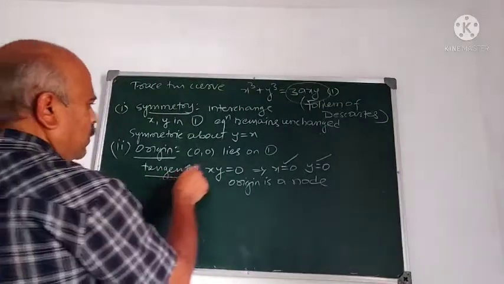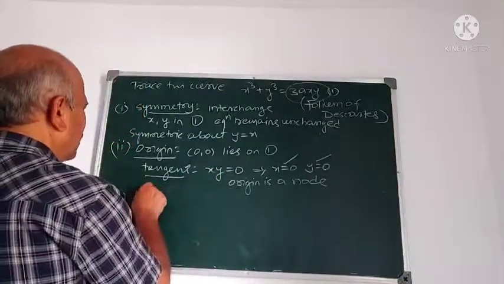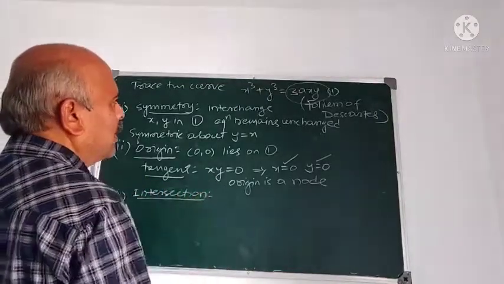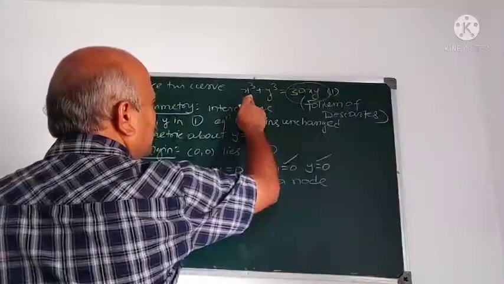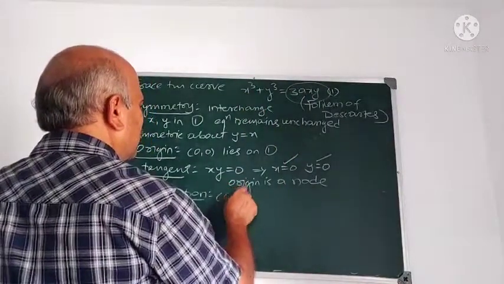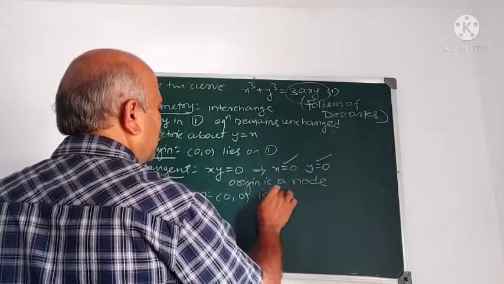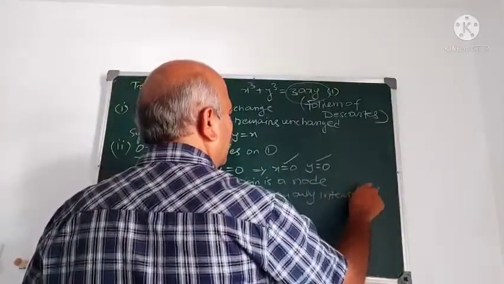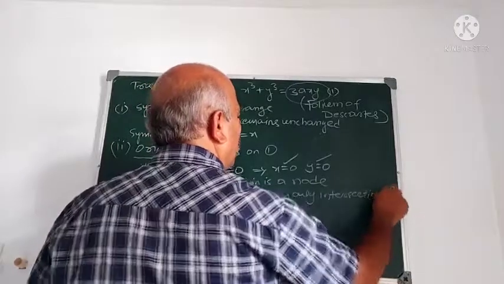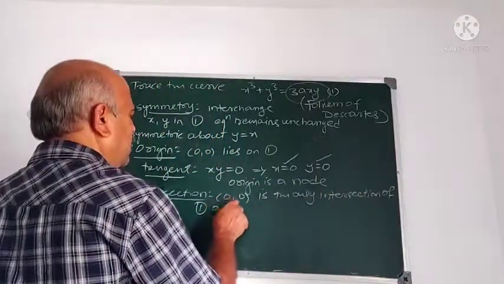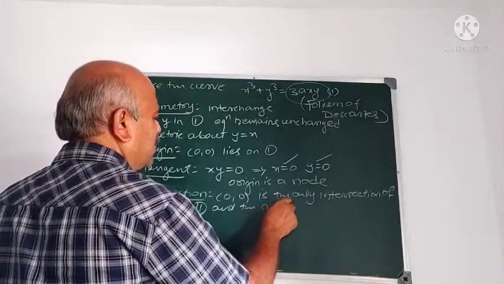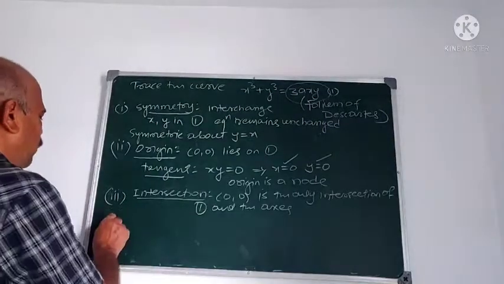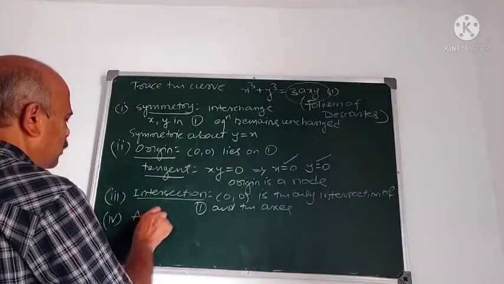Third one, what is the third one? Intersection. Take x is 0, you get y is 0, and y is 0 gives x is 0. Therefore, (0, 0) is the only intersection of the curve and the coordinate axes. It intersects only at (0, 0). Fourth one, asymptotes.